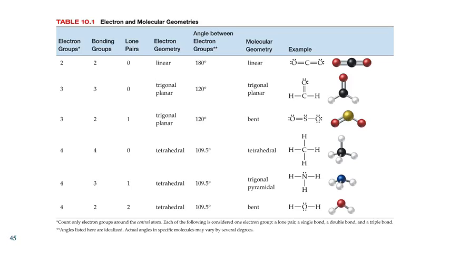So here's a table from your book, which I think is helpful, but don't rely on it to answer all the questions that you might, all the problems you need to solve. So here, if you have 2 electron groups, you're going to have 2 bonding groups and no lone pairs. Your electron geometry is linear. Your molecular geometry is linear. And here's an example.